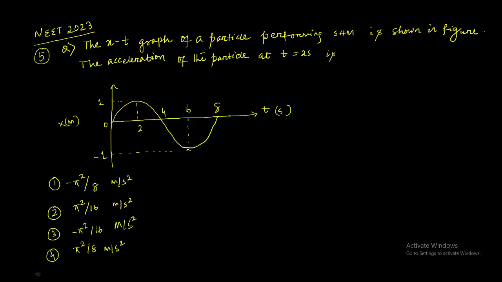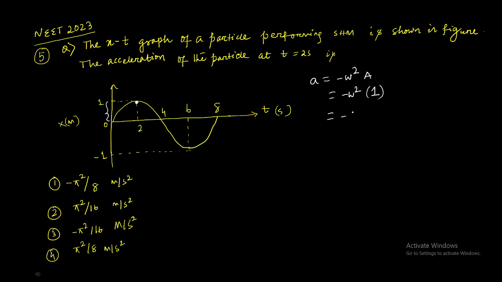Now question number 5. The x-t graph of a particle performing SHM is shown in the figure. The acceleration of the particle at t equal to 2 second is. So you see here at t equal to 2 second, it's at the extreme position, right? And at the extreme position, acceleration can be written as minus omega square A. A is the amplitude. So this will be minus omega square. Amplitude is what? 1 meter, right? This is the amplitude, 1 meter.